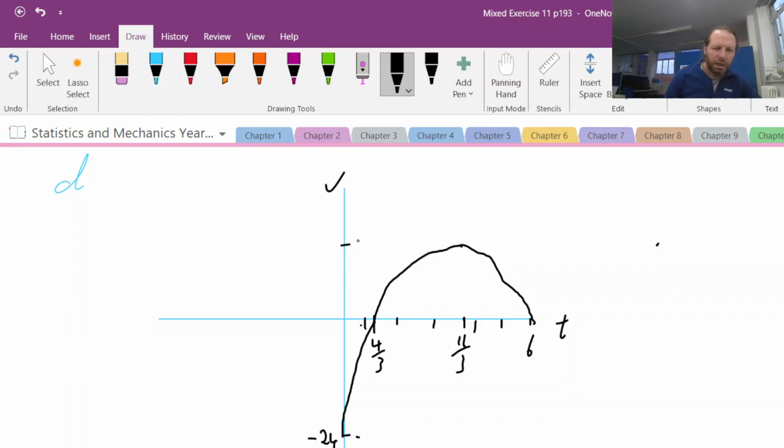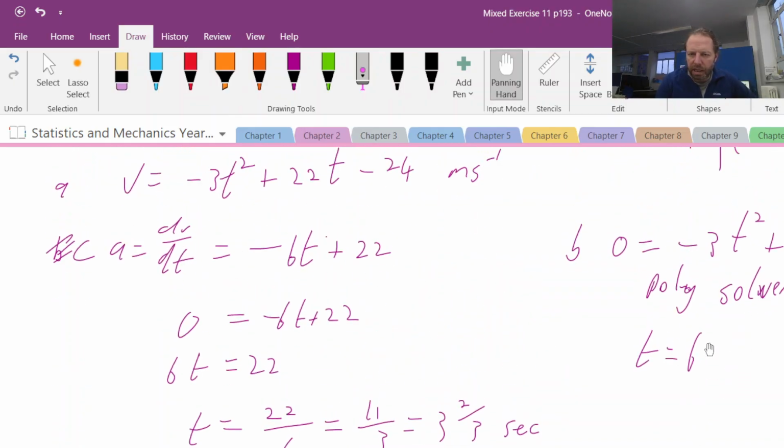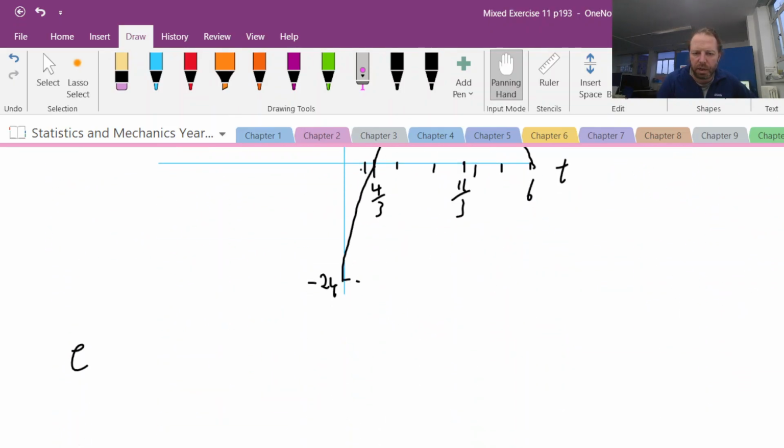Good, all right. And finally then, part E, calculate the values of t in the interval between which the speed of P is greater than 16 meters a second. So at what point is it higher than 16? So what we want to do is take this, minus 3t and all of that plus 22.